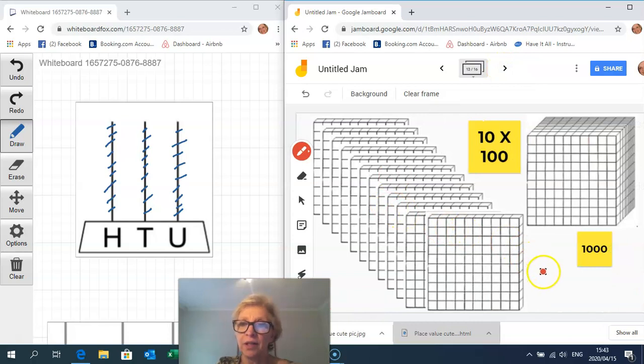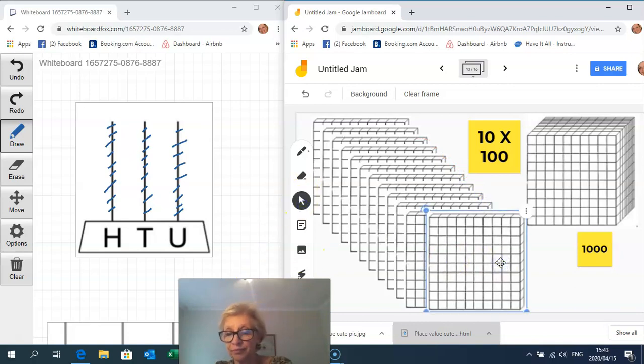Right. So just to show you here, let's count our hundreds. How many hundreds have we got? Because 10 times 100 is the same as 1,000. So let's go 1, 2, 3, 4, 5, 6, 7, 8, 9, 10. I think I've got too many. Let's take this one away. Let's count it again.